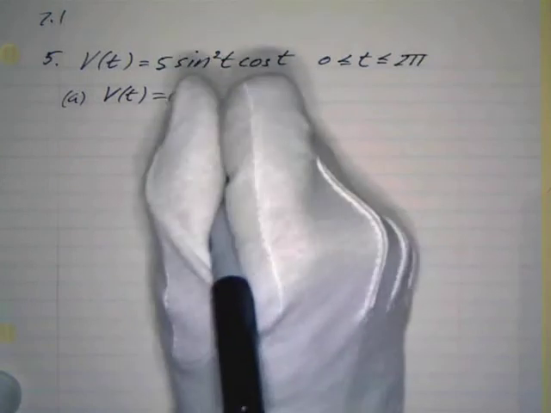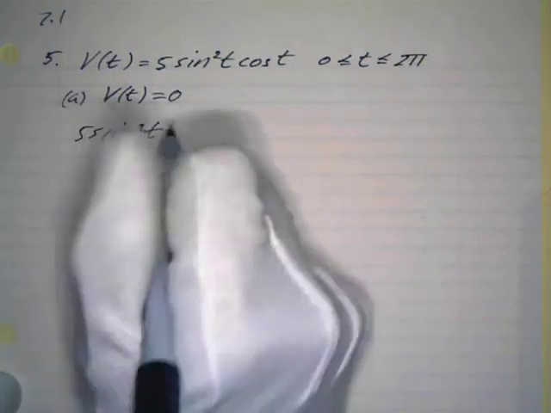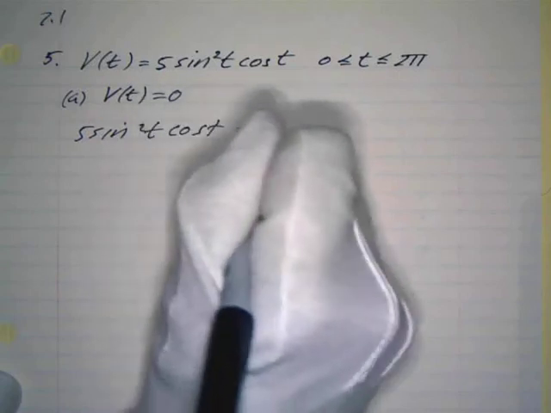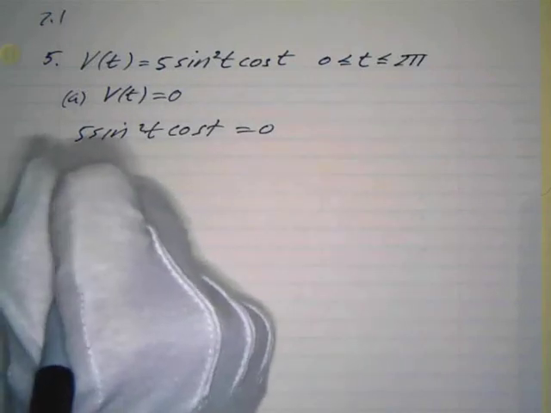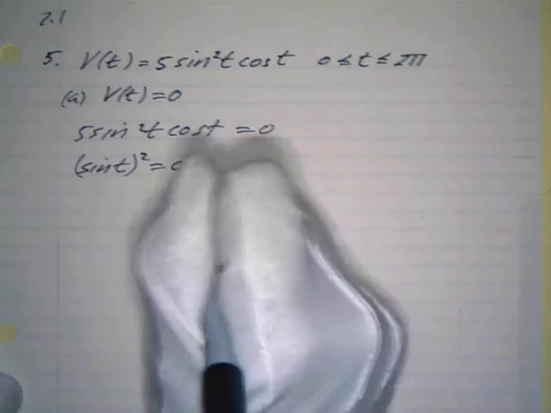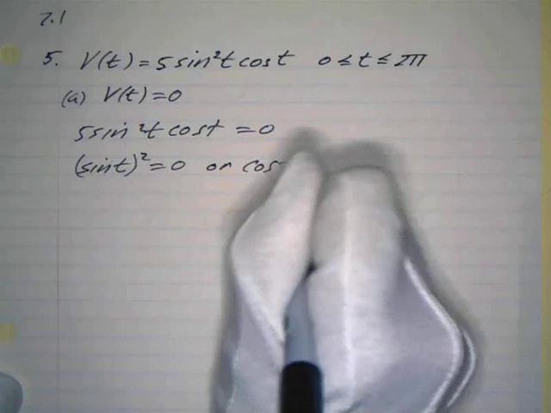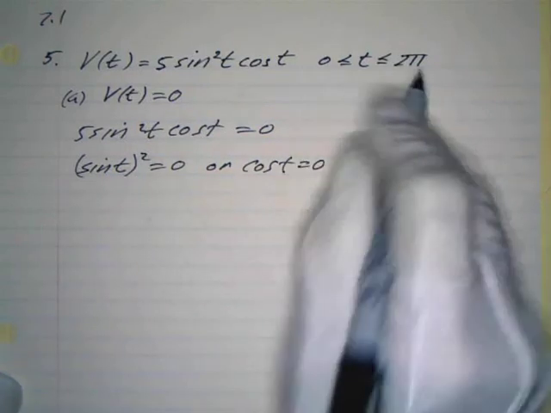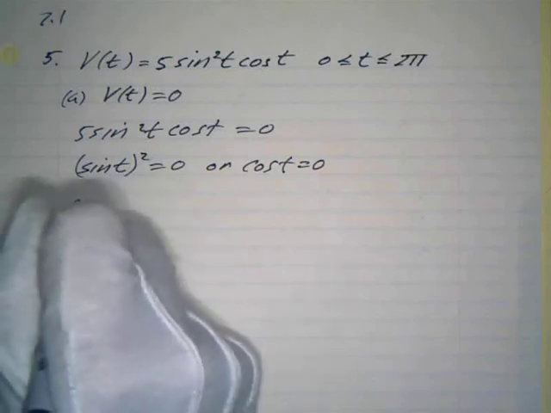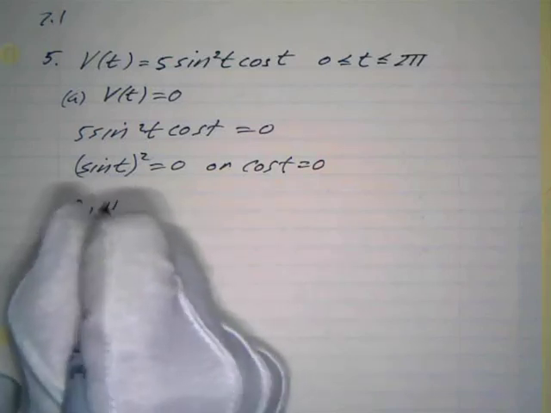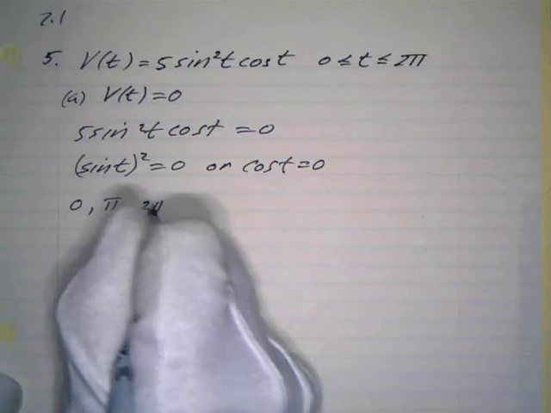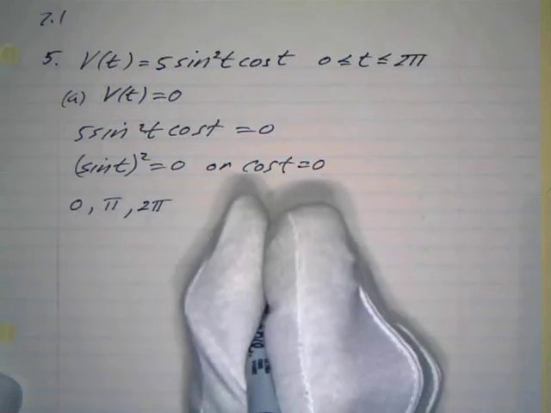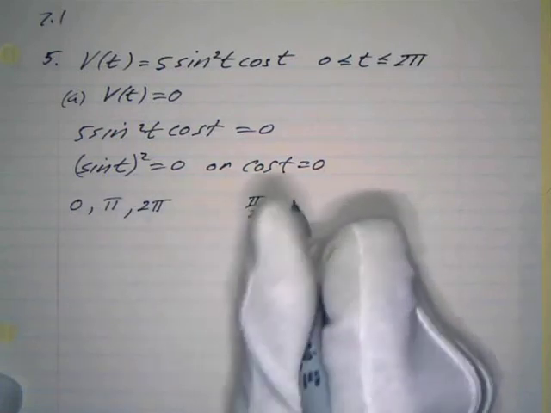So if we write this out, set this equal to 0, we have 5 sine squared of t times cosine of t equals 0. Well, this is going to be 0 either when the sine of t squared equals 0 or the cosine of t equals 0. So that's just going to be where the sine is 0 or the cosine is 0 on this interval. So the sine would be 0 at 0, pi, or 2 pi. And the cosine will be 0 at pi over 2 and 3 pi over 2.